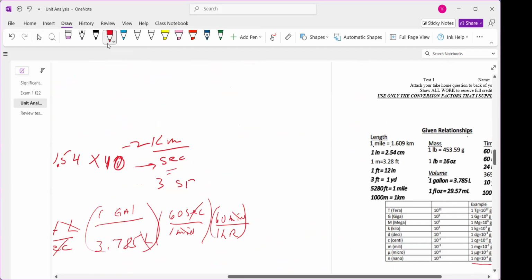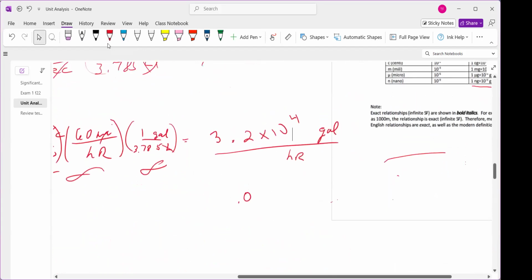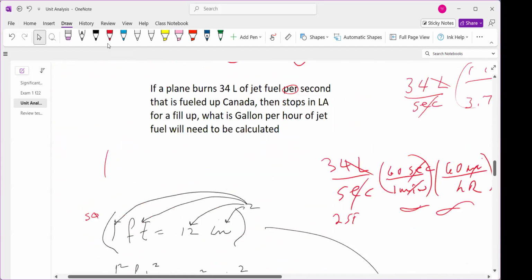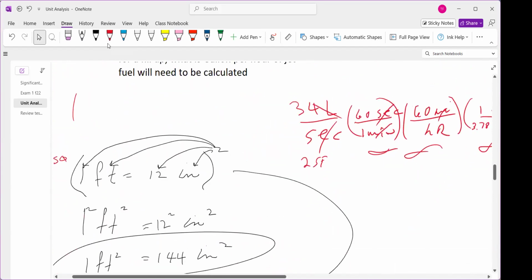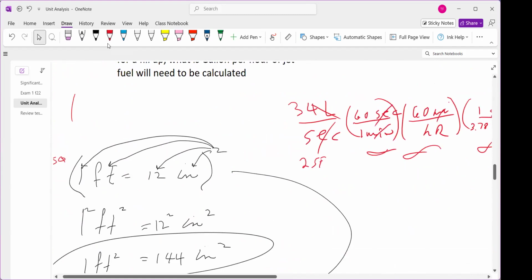So say we started with an aside. When we work with square numbers, what's the reason? We have to square the whole thing. I mean, 1 squared feet squared, 12 squared inches squared.